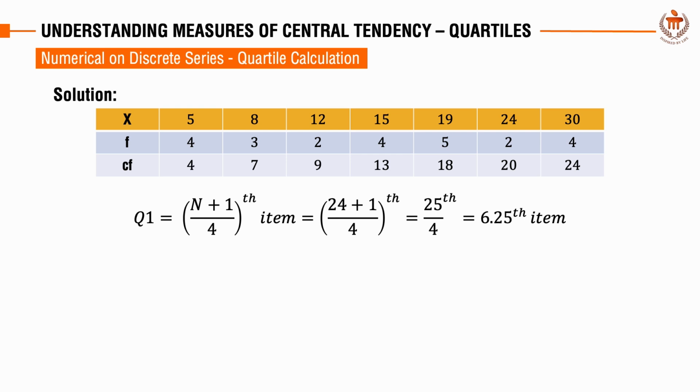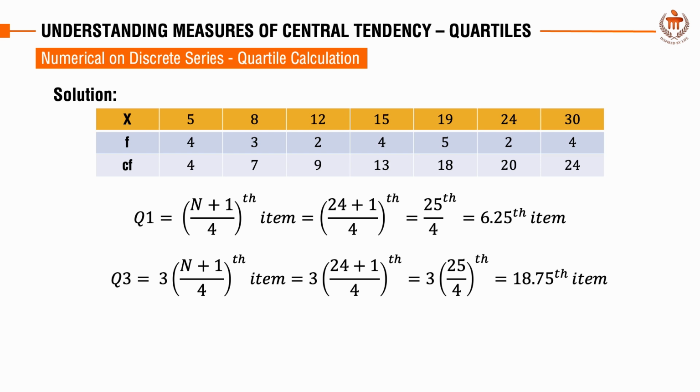In the cumulative frequency table, the next value which is greater than 6.25 is 7. So the corresponding value of 7 is 8, and that is your lower quartile.